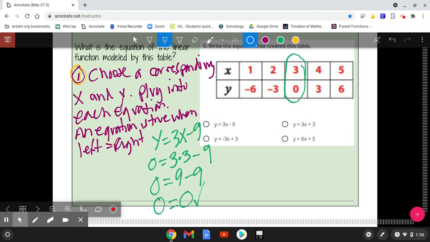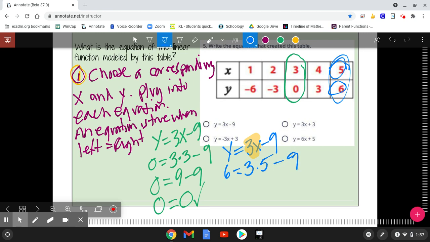But we're not done. We need to pick another point just to be sure. So let's pick another point. Let's pick this one. When x is 5 and y is 6. We're going to plug that into the same equation just to be sure. So we'll replace y this time with 6. And what will we replace x with? 5. What operation is happening here with the 3 and the x? That's multiplication, so we'll do 3 times 5 minus 9.